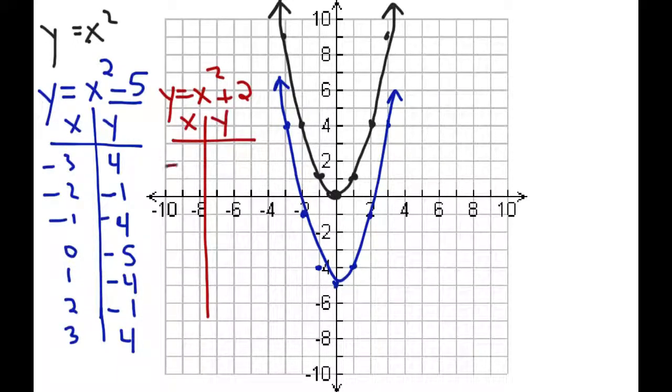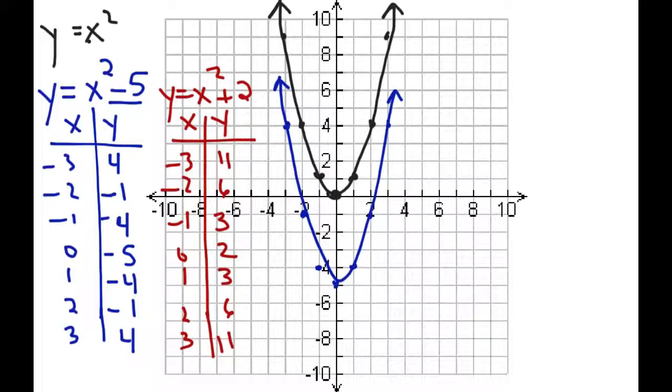All right, let's do the same thing. Negative 3, negative 2, negative 1, 0, 1, 2, and 3. Negative 3 squared is 9, plus 2 is 11. Negative 2 squared is 4, plus 2 is 6. Negative 1 squared is 1, plus 2 is 3. 0 squared is 0, plus 2 is 2. 1 squared is 1, plus 2 is 3. Oh, I think it's repeating. There we go.